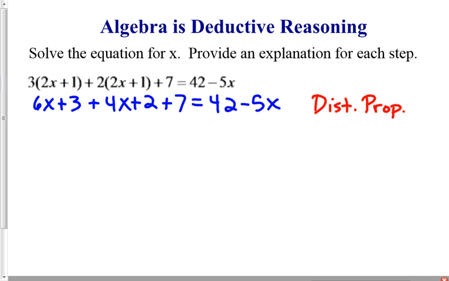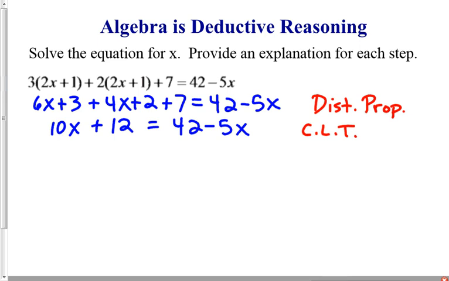Now, the next thing that we're going to do is combine like terms on the left side. So 6x plus 4x would give us 10x, and 3 plus 2 plus 7 would give us positive 12. And I'm going to rewrite the right side. And what are the algebra facts that allow us to do this? Well, you heard me use the phrase combine like terms. And in algebra, we know that variable terms, like the x terms, are like terms, and constants, like the 3, the 2, and the 7, are like terms. So based on those facts, we can combine those.